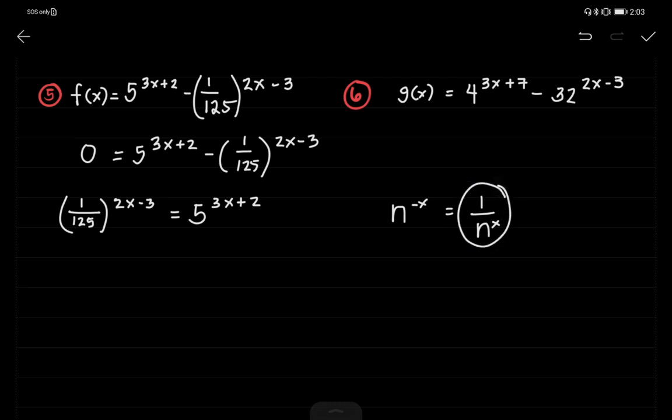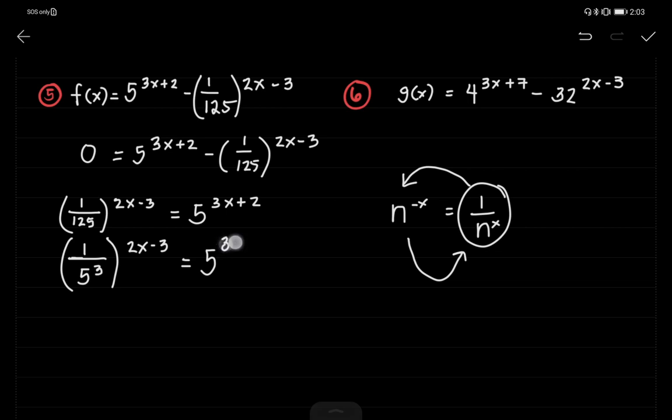Pag ganito yung given natin, so pwede natin express na ganito. Pag ganito naman yung given natin, pwede natin siya express na ganito. So in this case, 1 over 125, so we know this is equivalent to 1 all over 5 cube, okay? Raised to 2x minus 3, which is equal to 5 raised to 3x plus 2. So in this case, ito yung given natin, ito yung form natin. So gagawin natin siyang ganito. Okay? So using the law of exponent.